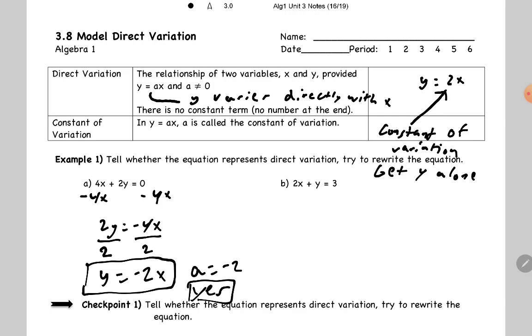Okay, let's try part B. I'm going to subtract 2x from both sides, and I'll get y equals negative 2x plus 3. This is a no. This does not model direct variation. There is a number at the end. Basically, it's always y equals ax. There's no plus something or minus something afterwards. So this one's a no.